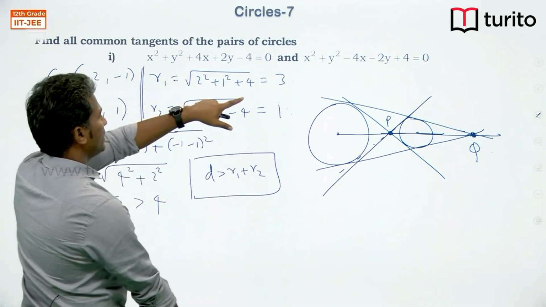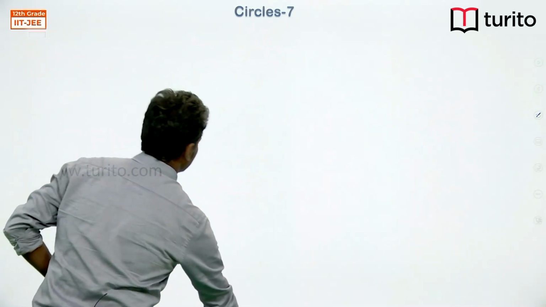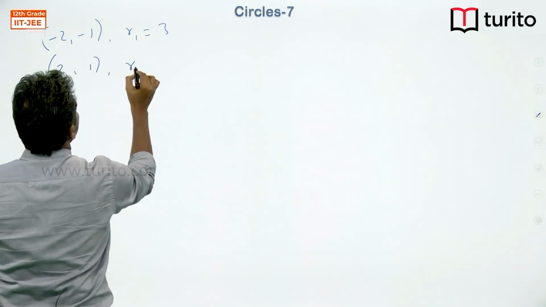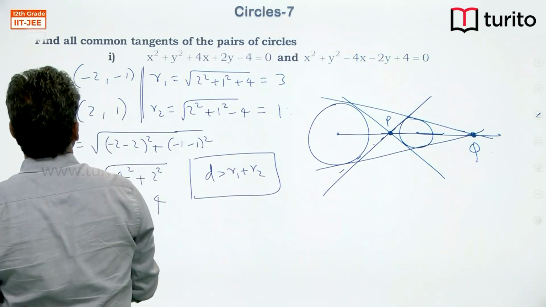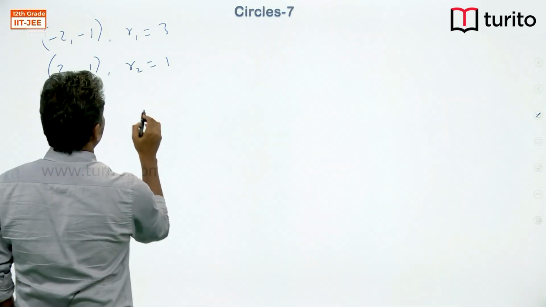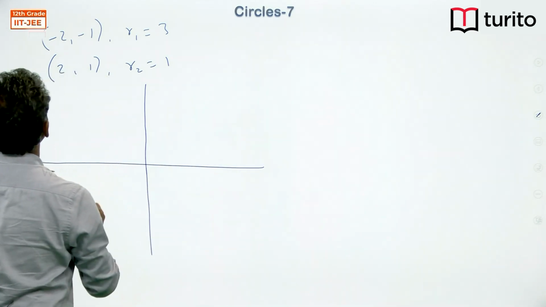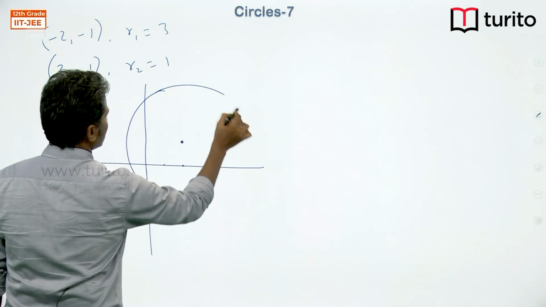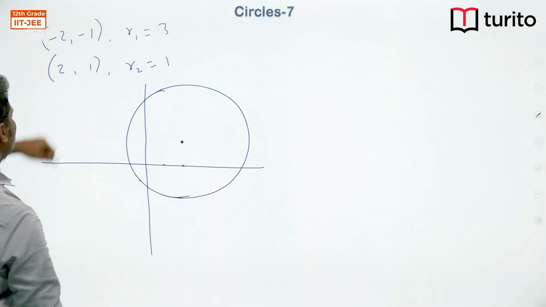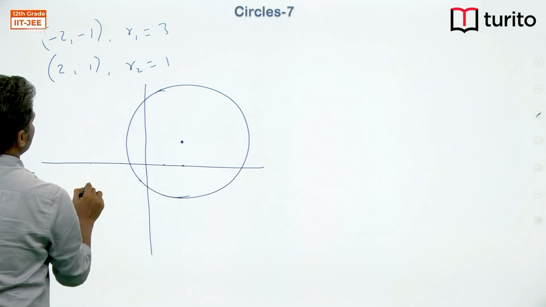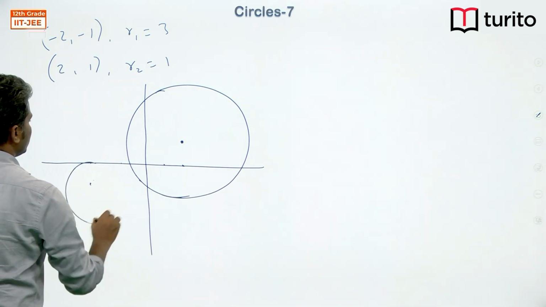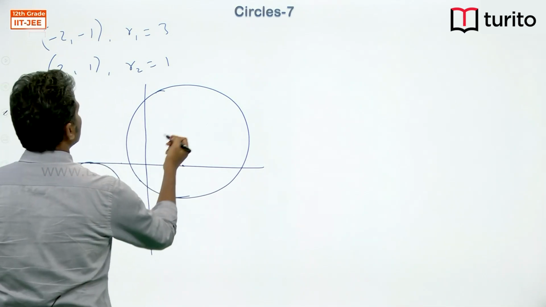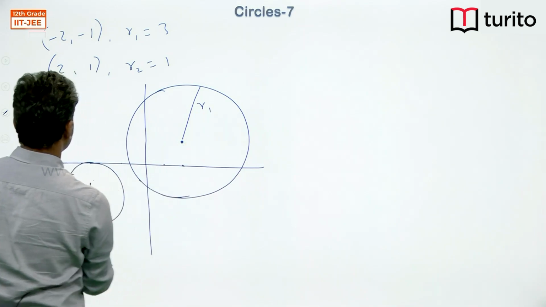Centers are (-2, -1) and (2, 1), radii are 3 and 1. Okay. So now if I plot these roughly, I will get one center here and the radius is 3 units. So we will get one circle here, something like this. And another at 2, 1, and the radius is 1 unit. So we will get another circle here. We got two circles like this. This is circle 1, this is circle 2. So here this is the radius 1, this is the radius 2.